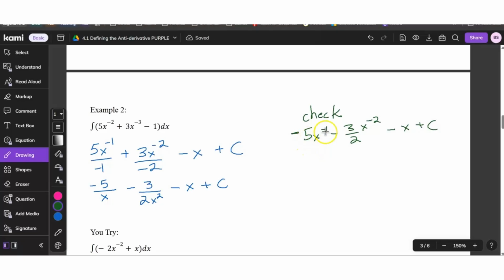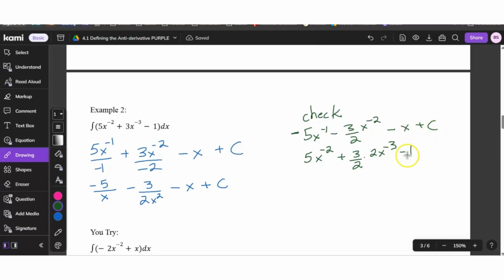Negative 5 times negative 1 becomes positive 5. Subtract 1, and I get negative 2 in my exponent. This one here, the negative 2 comes down, so I'm going to get negative 3 halves times negative 2, which is positive 3 halves times 2, x to the negative 3, minus 1, and the c goes away.